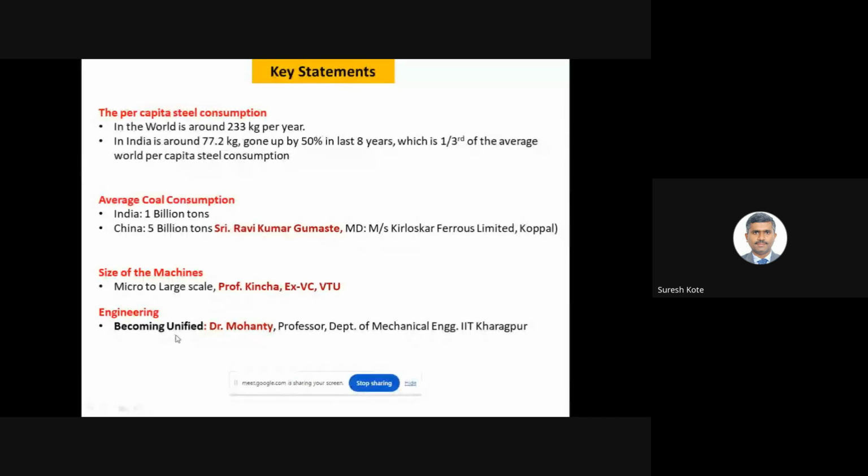Engineering nowadays is becoming unified. It is not only a machine. Earlier, it used to be with mechanisms, both on the input side as well as the output side. But now electronics and computers are embedded with the machines for improved performance and efficiency. So that's why engineering is now becoming unified. This has been said by Dr. Mohan, who is a professor in the Department of Mechanical Engineering at Karnataka. With these statements, I have prepared some more slides, so I'm just going through them.